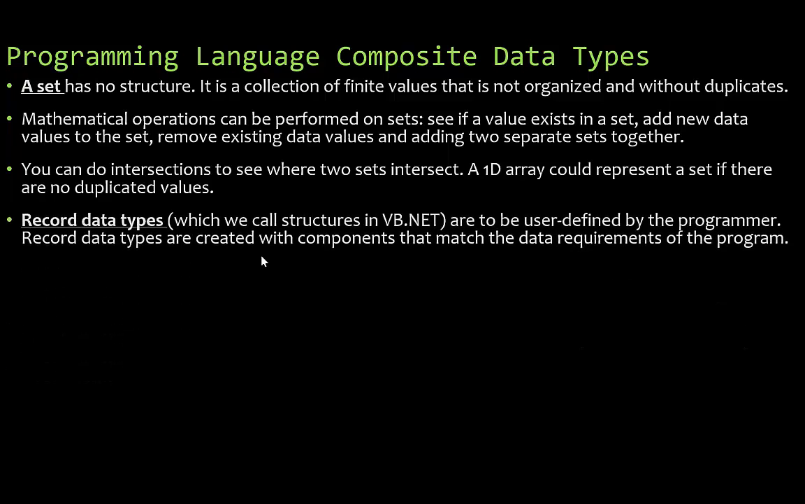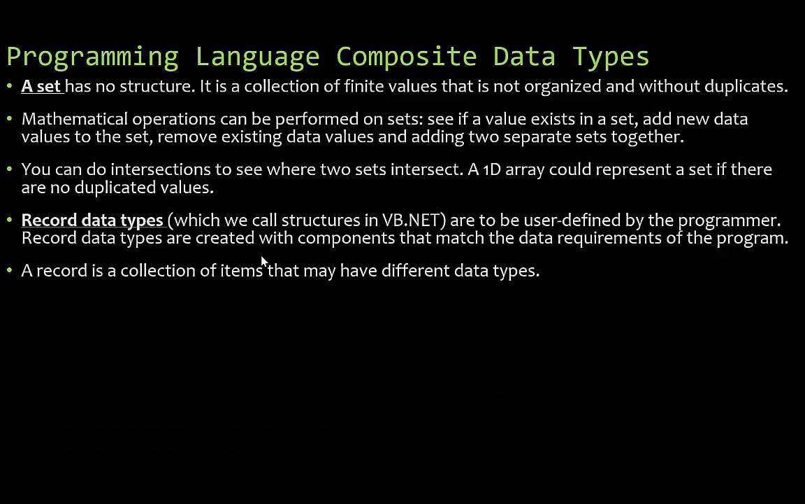Now, record data types, which we call structures in VB.NET, are to be user-defined by the programmer. Record data types are created with components that match the data requirements of the program. For example, I need information about an employee. I need their first name, their last name, the date they were employed, their salary.